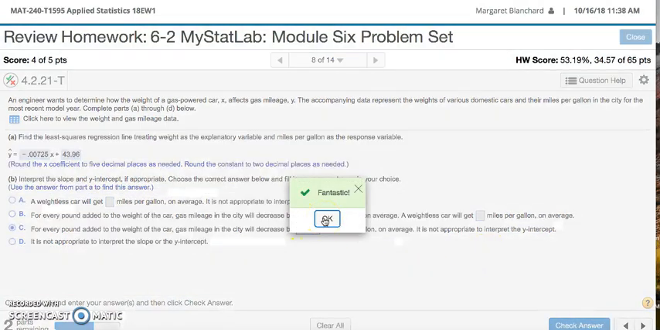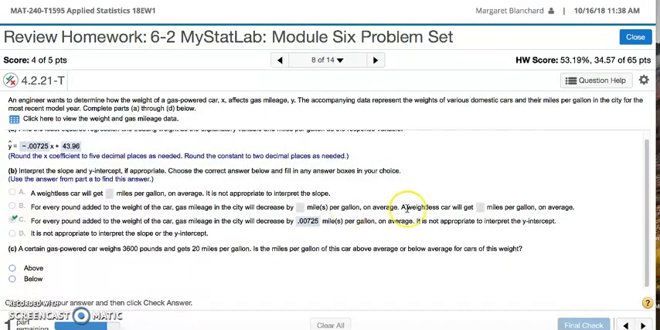Fantastic. So again, we did not interpret the intercept because a weightless car doesn't exist, so you don't need to do that. And the interpretation of the slope is for every unit increase in X, in this case, like the weight of the car, what happens to the gas mileage? And in this case, it decreases by 0.00725 miles per gallon.